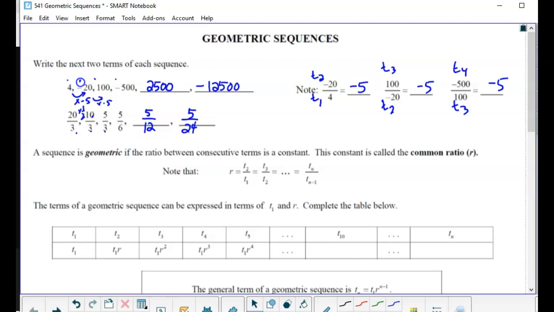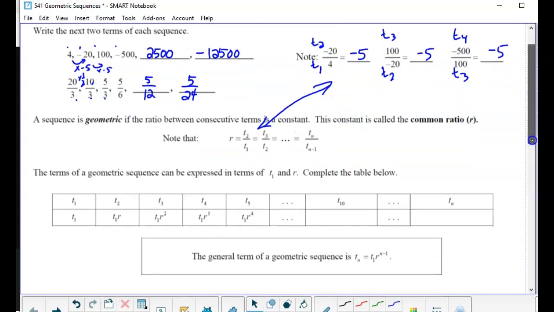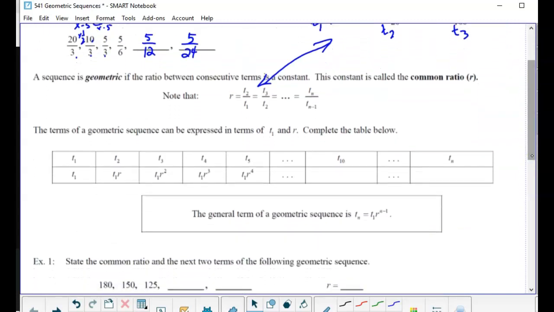Okay. So a sequence is geometric if the ratio between consecutive terms is a constant. This constant is called the common ratio. So we talked a little bit about that before. And that's what we can do up there, right? You're finding that ratio. In general, okay, what's happening here? So T1, to get our second term, we're taking the first term and multiplying by R. So that's T1R. Then we're multiplying that by R. Well, R times R is R squared. And then we're multiplying that by R. So R squared times R is R cubed. That's your exponent laws, right?